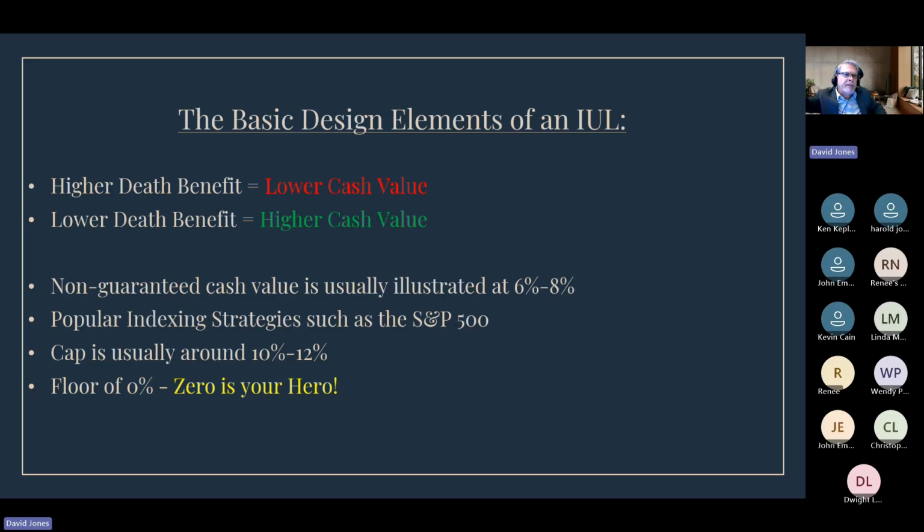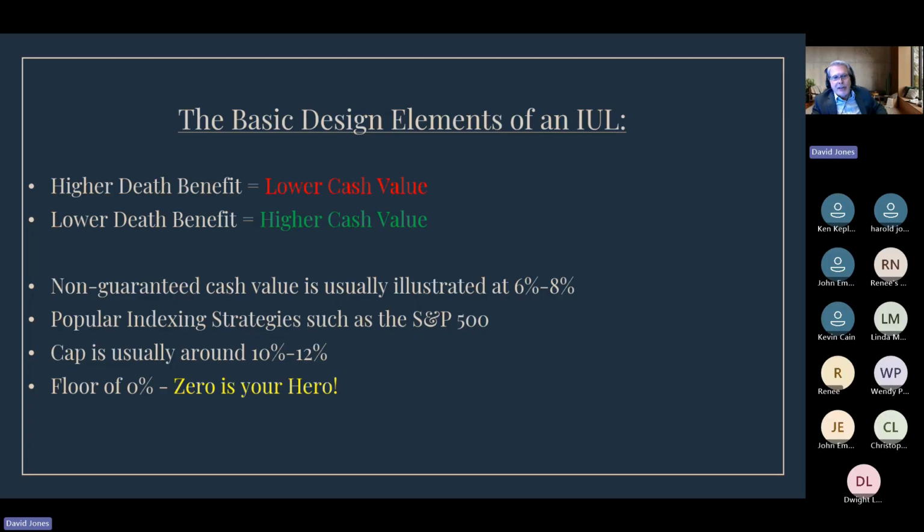If you do a higher death benefit, it's going to lower your cash value accumulation and potential because of the higher fees for the higher death benefit. If you do a lower death benefit, like we like to do, it becomes a higher cash value, lower fees, and more potential for the accumulation. The non-guaranteed cash value is usually illustrated at around between 6 to 8%. I'll show you some illustrations here momentarily and show you that piece of it.